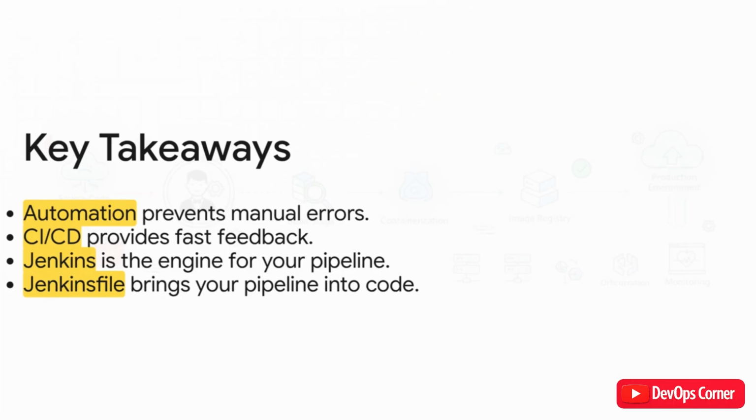If you walk away with anything, it should be these 4 things. First, automation is the key to preventing manual errors and building reliable software at scale. Second, CI/CD is the practice that gives your team that fast feedback, allowing you to move quickly and safely. Third, Jenkins is the powerful open-source engine that can orchestrate your entire automation workflow. And finally, the Jenkinsfile is the modern standard bringing the power of pipeline as code to your projects, making your entire delivery process transparent, versioned, and resilient.